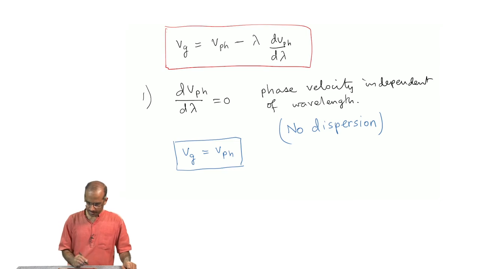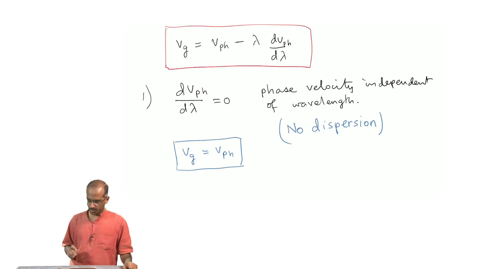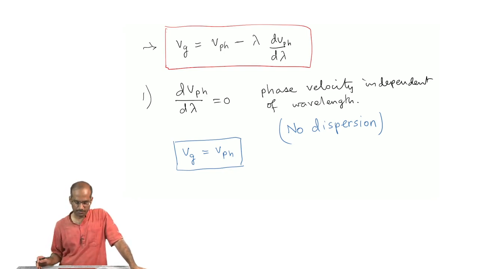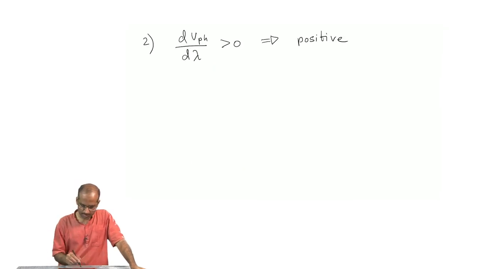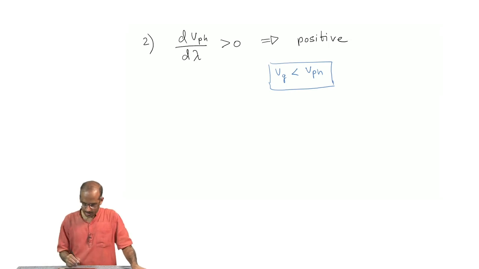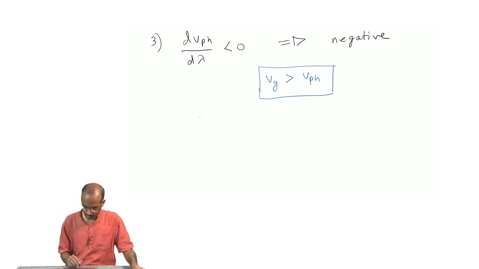Entire group travels with the same speed as any one member of that group. Now, the second case could be when dv phase by d lambda is greater than 0. So, you can go back to this equation. Now, if dv phase by d lambda is greater than 0 or positive, in that case vg will be a number that is smaller than phase velocity. So, this corresponds to the case when vg is smaller than phase velocity. This regime where the group velocity is smaller than the phase velocity is called the normal dispersion. I can consider the case when dv phase divided by d lambda is less than 0. In this case the group velocity will be larger than the phase velocity. And this is what is called the anomalous dispersion.